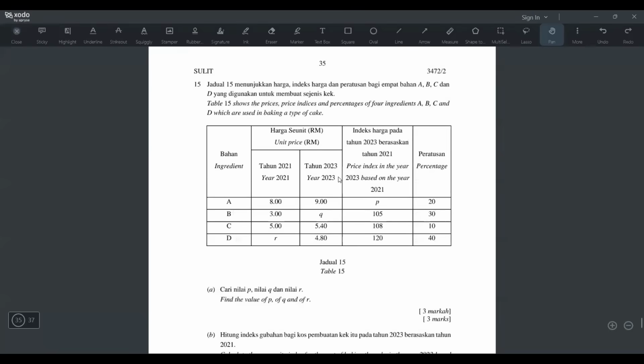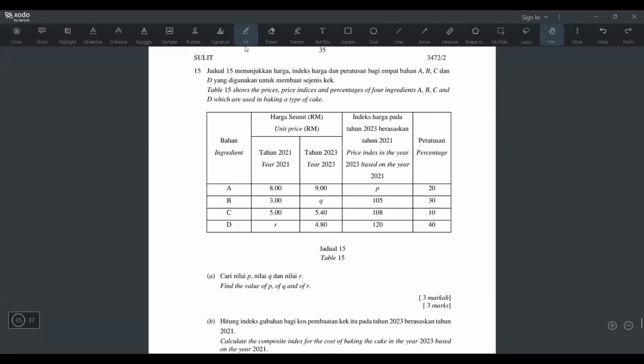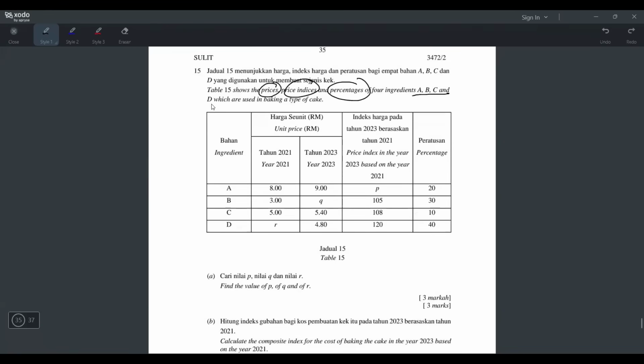All right, let's do our last question, number 15. This one is obviously index number, the index chapter. Okay, Table 15 shows the price index, percentage of 4 ingredients A, B, C, D used in baking a type of cake. So the A, B, C, D, this will be the keyword. It means these are all separate ingredients and we use all these ingredients to bake a cake, right? Okay, so this one we use to bake a cake and then this is the price. So I will just write price for 21. This one is price for 23. This one is price index.